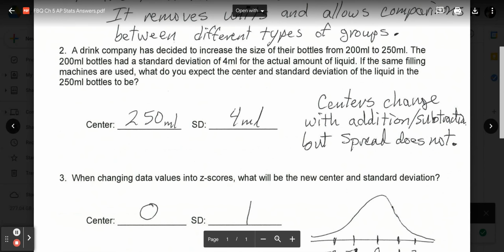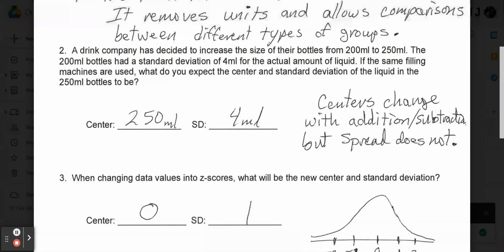Number 2, a drink company decided to increase the size of their bottles. This is talking about what happens to center and spread when you add to data points. The center in this case will change from 200 to 250. You just think about the whole set of data moving up. But they're using the same machine, and there's no reason to believe the standard deviation would change at all. So that's just going to stay 4. The center changes with addition and subtraction, but spread does not.